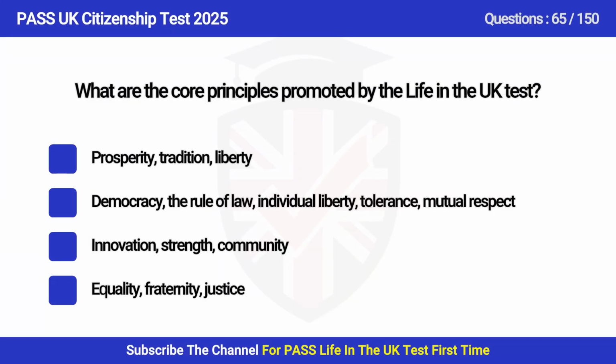Question 65. What are the core principles covered by the Life in the UK test? A. Prosperity, tradition, liberty. B. Democracy, the rule of law, individual liberty, tolerance, mutual respect. C. Innovation, strength, community. D. Equality, fraternity, justice.